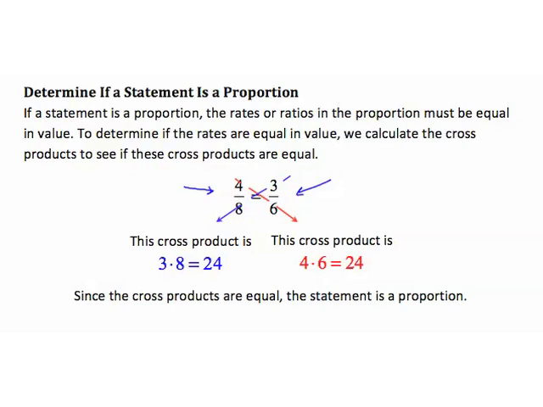And you can see the first one, I'm working on a diagonal here with 3 and 8. So I'm going to take 3 times 8, and that's going to give me 24. Now if we look down at the other cross product, 4 times 6, if we take 4 times 6, we also get 24. So since these cross products are both equal to 24, we know that the original statement was a proportion.